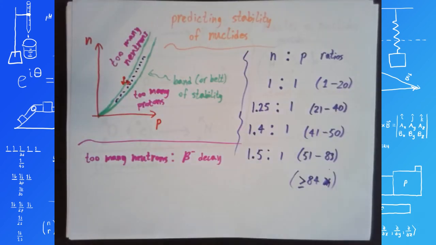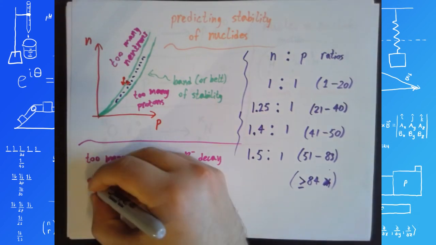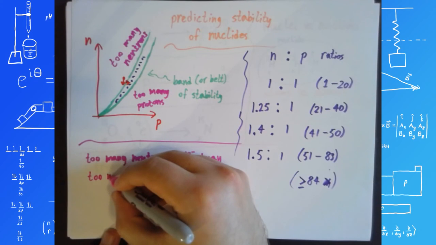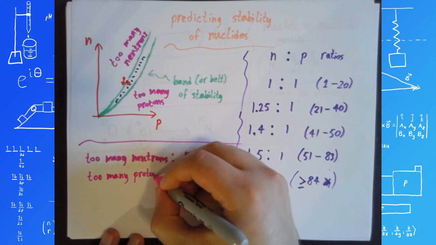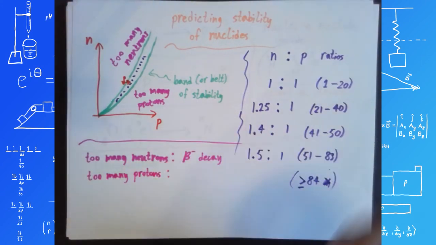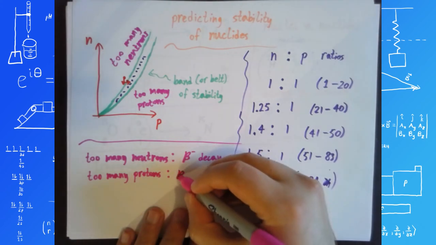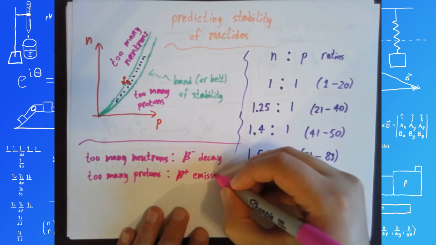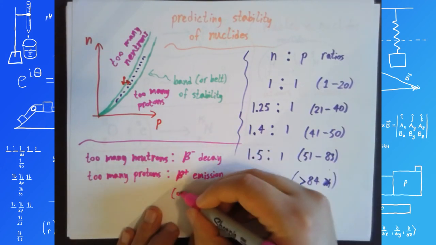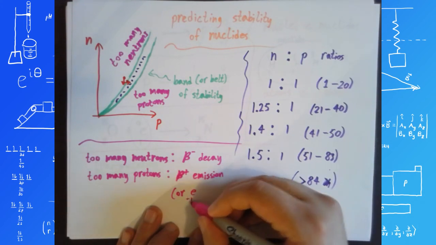On the other hand, if you have too many protons, if you're below the belt, then you would want to undergo the other process. You would want to undergo positron emission or electron capture.